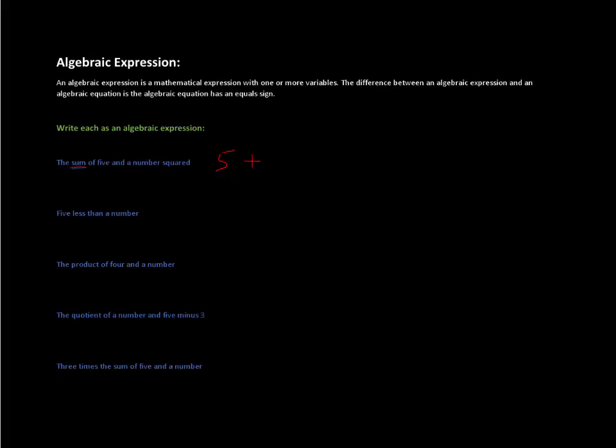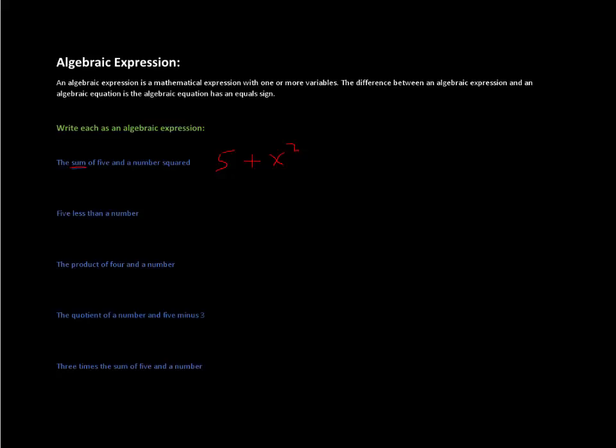A number, we don't know what it is, so we use what we call a variable. It's like a placeholder. So in this case, we'll use x. And squared means to the power of 2. So we would have 5 plus x squared. That would be our algebraic expression.